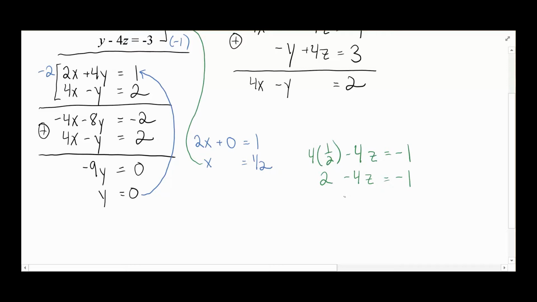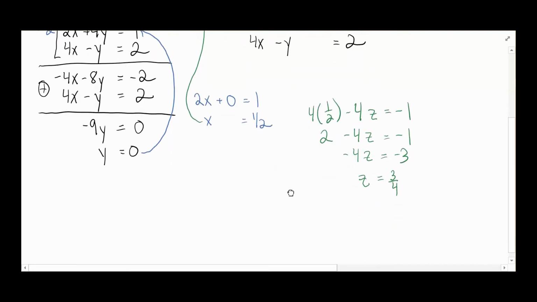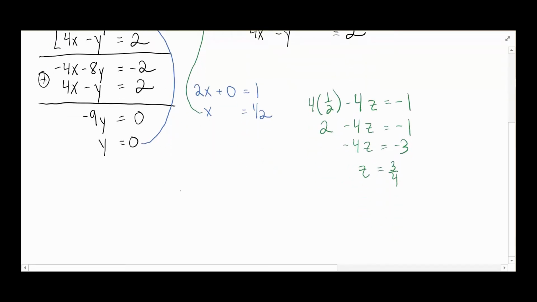If I subtract the 2 to the other side, I get -3. And dividing by -4 gets me 3/4. So if I write this now as an ordered triplet, I'm going to have 1/2, 0, 3/4. Now this fraction answer, I'm probably going to want to check my answer on this one.